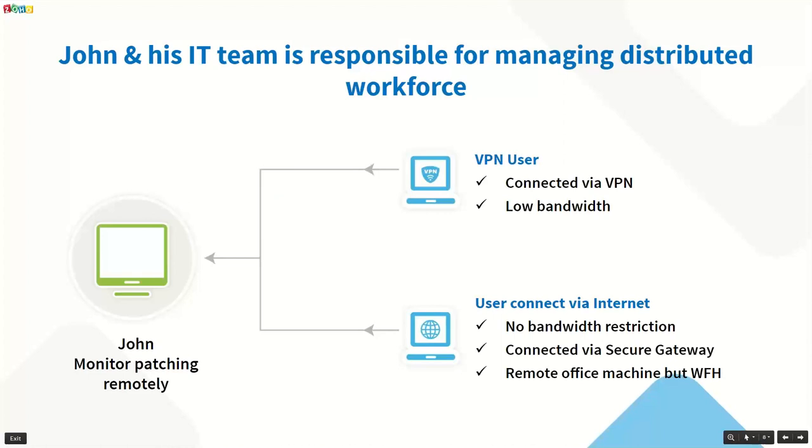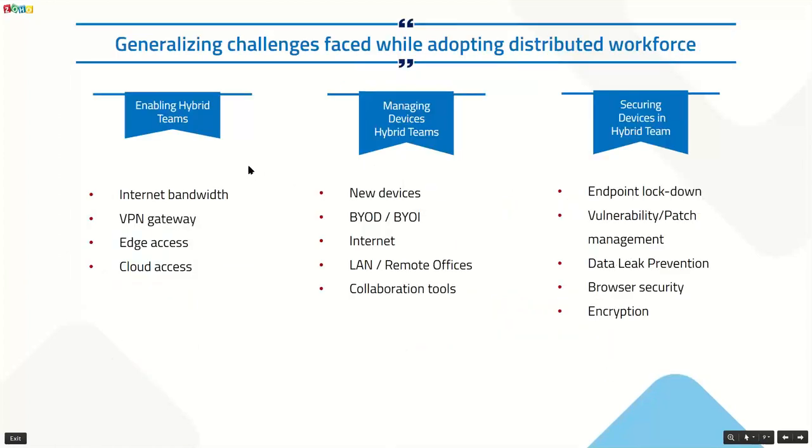Let's take a look at how John can handle both the situations with Desktop Central features. There are two types of users John will have to cater to. One, users who connect to the Desktop Central server via a VPN, and the users who will connect over the internet. We will be discussing more about this in the upcoming slides. We will also be discussing about enabling, managing, and securing the distributed workforce. As you see, you can manage LAN and WAN devices. We shall secure them by performing vulnerability and patch management.